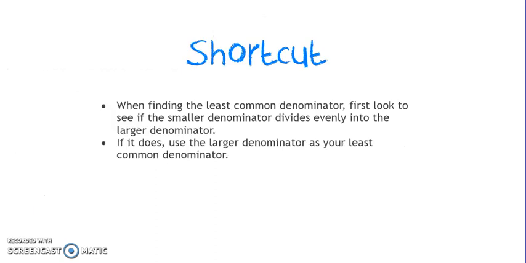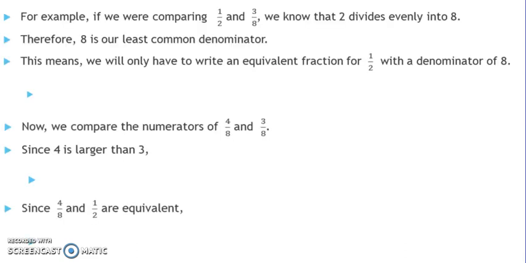Whenever we are comparing fractions, there is a shortcut. So in finding the least common denominator, first look to see if the smaller denominator divides evenly into the larger denominator. If it does, use the larger denominator as your least common denominator. So for example, if we were comparing 1/2 and 3/8, we know that 2 divides evenly into 8. Therefore, 8 is our least common denominator. This means we only have to write an equivalent fraction for 1/2 with a denominator of 8.